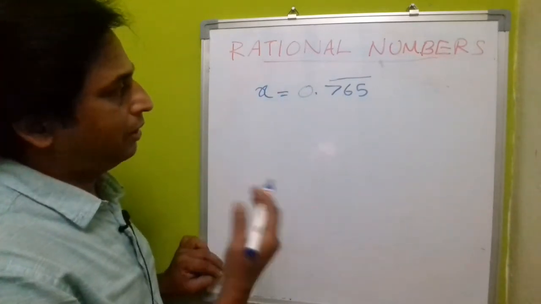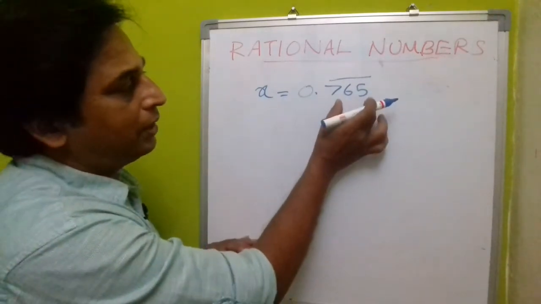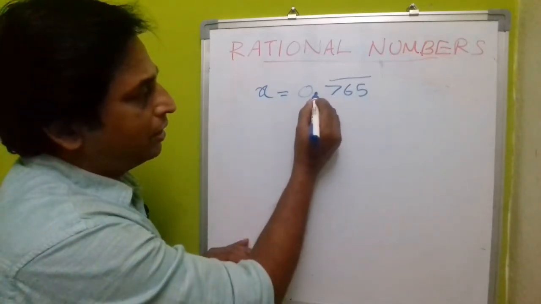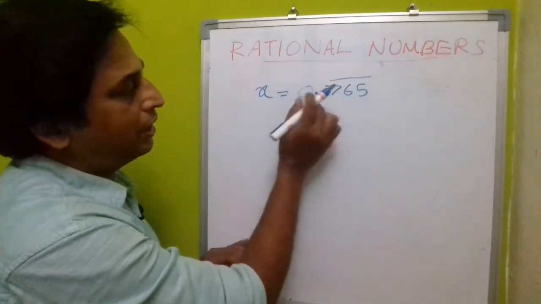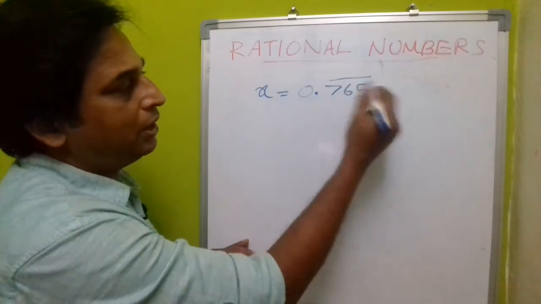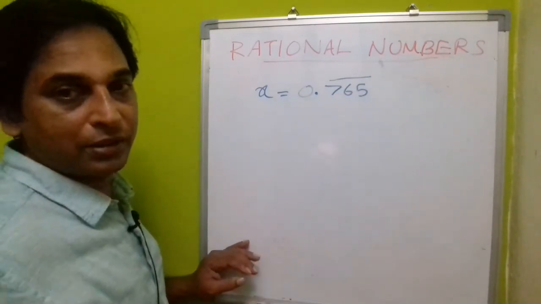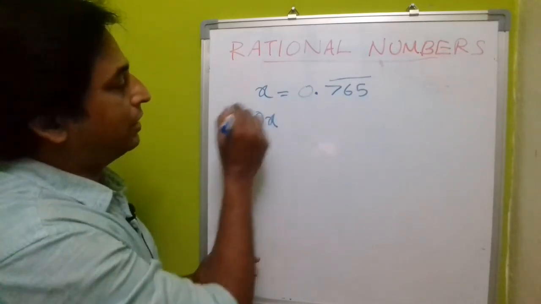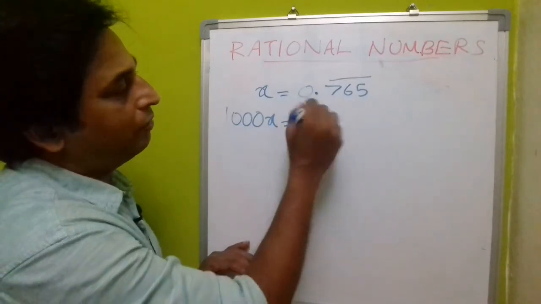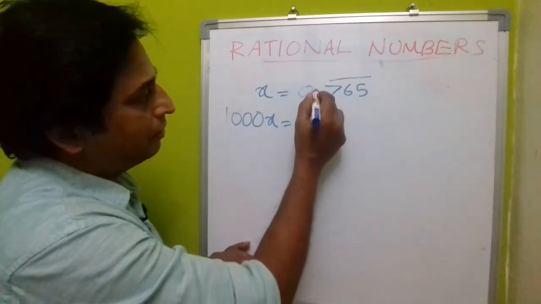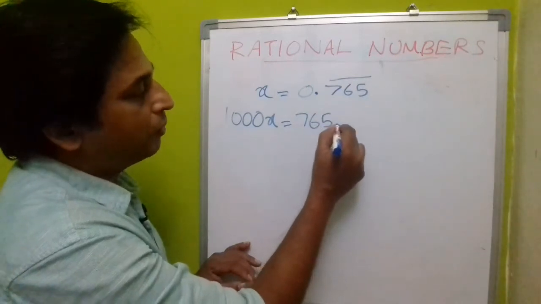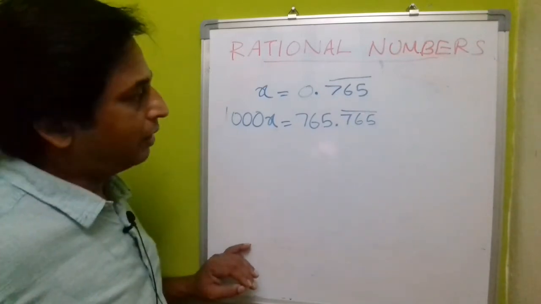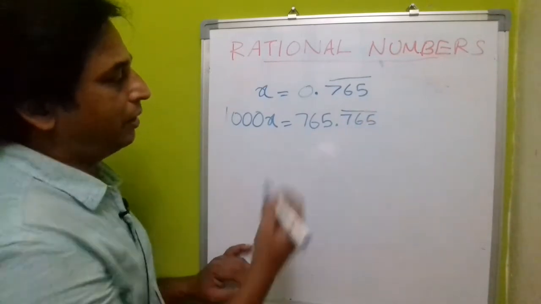As per your requirement, you need to bring the repeating portion to the left side of the decimal. For that, you will have to shift the decimal place to the right 3 places. So for that you will have to multiply this by 1000. So x into 1000 is 1000x, and when you multiply by 1000, this becomes 765.765 because that is being repeated. So this portion is repeating.